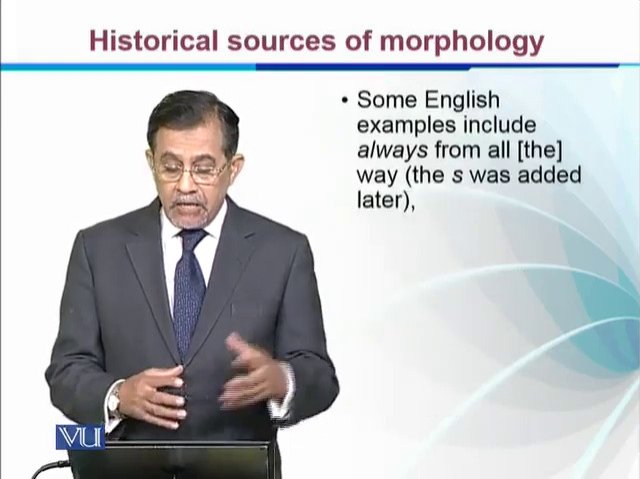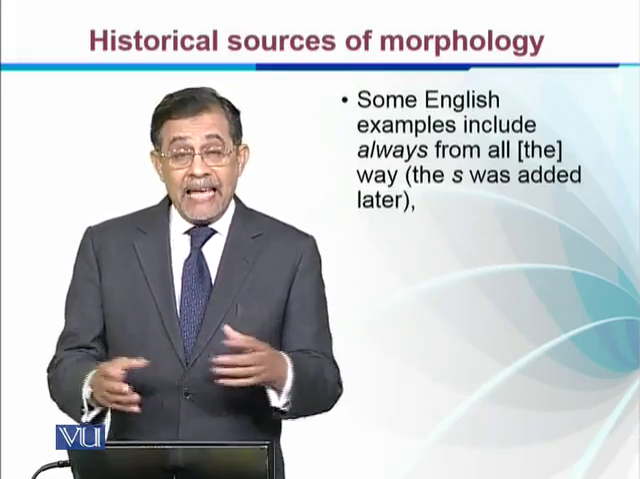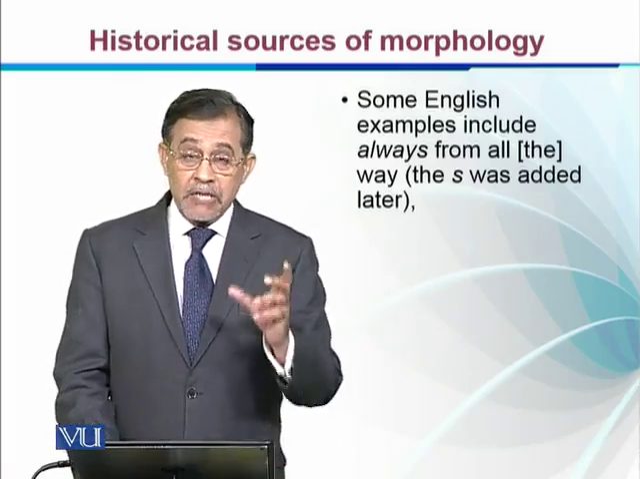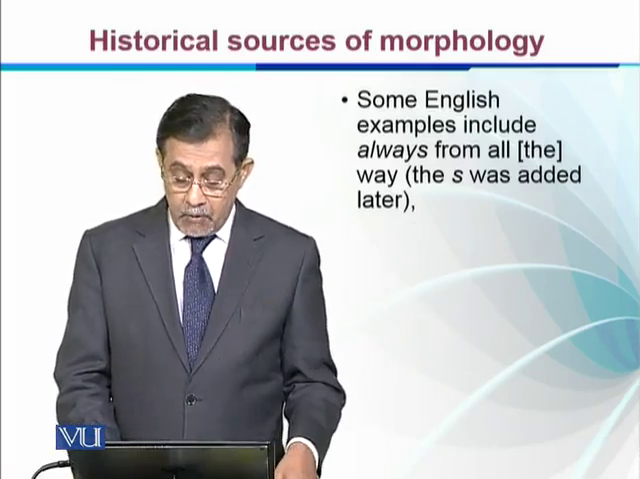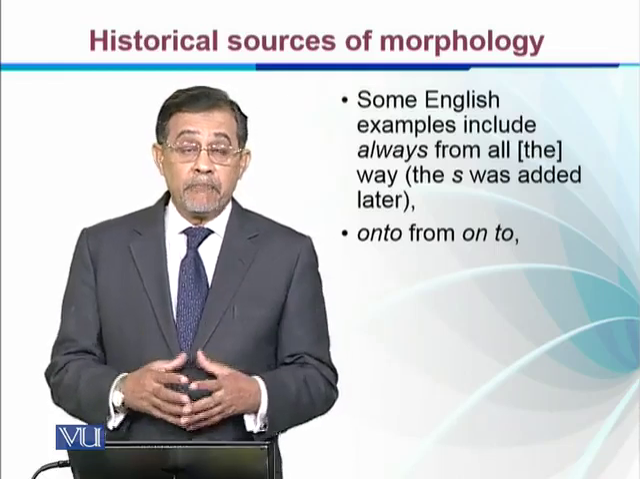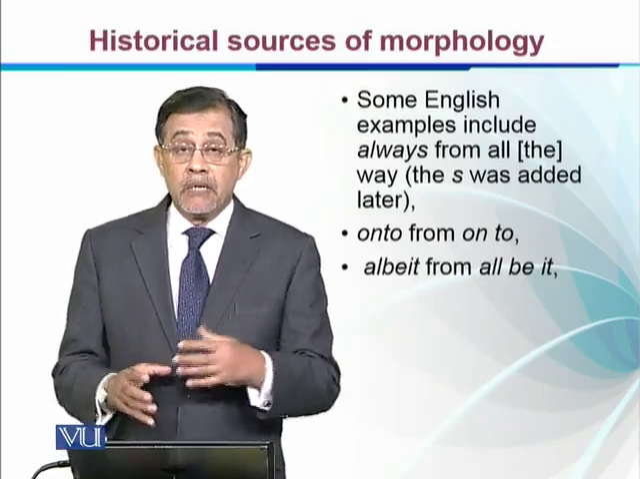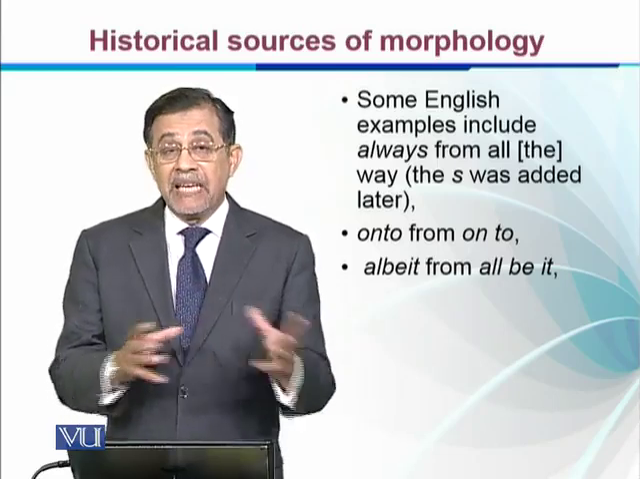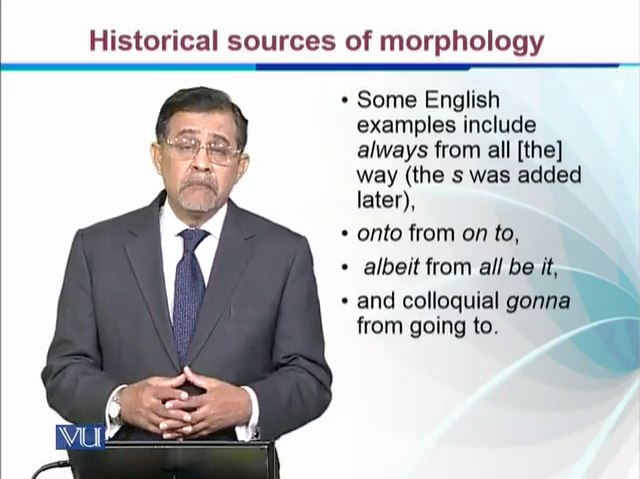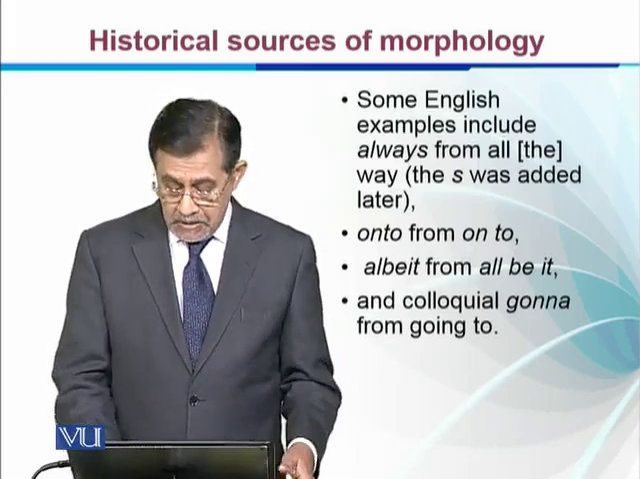For example, some English examples include always. It was all the way, and later s was added to it to make it always. So it was a phrase and then it was made a word. Similarly, onto, written as one word, is a preposition. It used to be on and to. Similarly, albeit. So all be it became albeit. And the colloquial gonna, wouldja. So these are all examples of this univerbation.